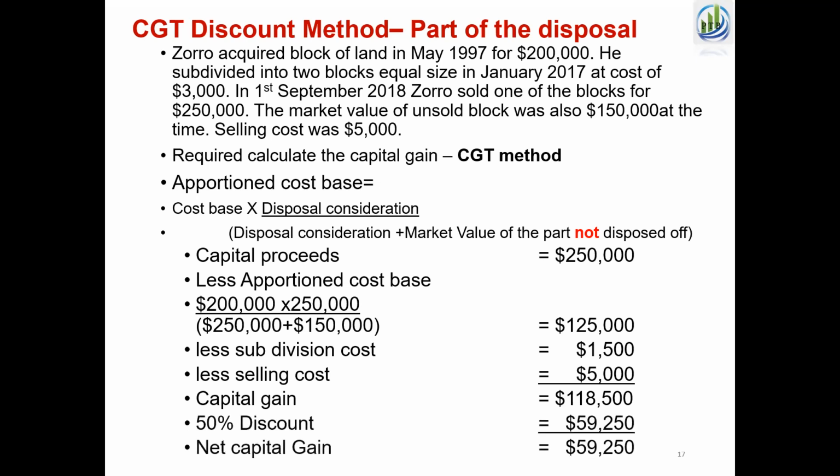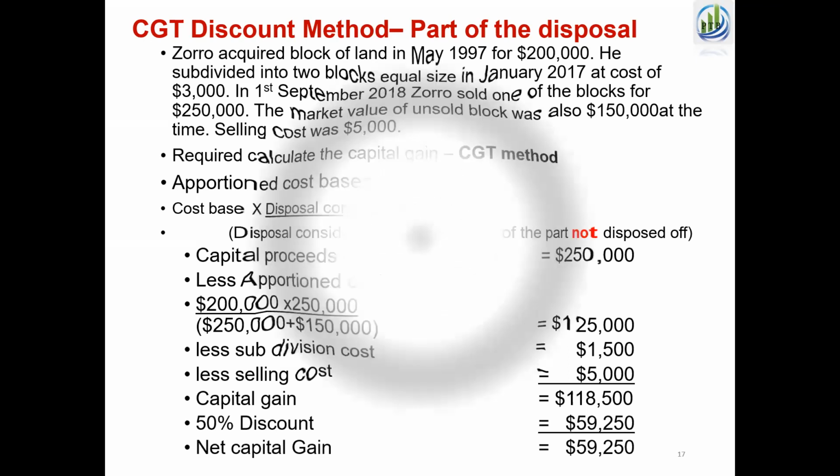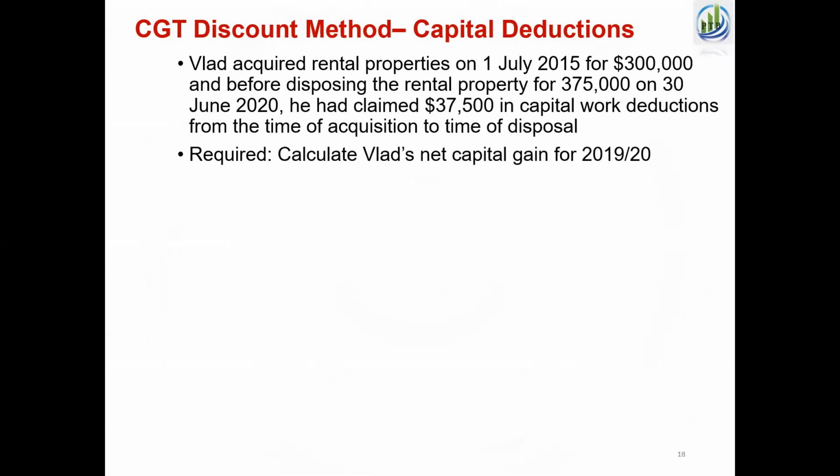Now she sees her net capital gain will be $59,250, right? So this is the way we're going to calculate if it is some subdivision and so on. Then we will move into one of the areas I said I will explain later, especially capital work deductions. This is especially involved with the investment property.